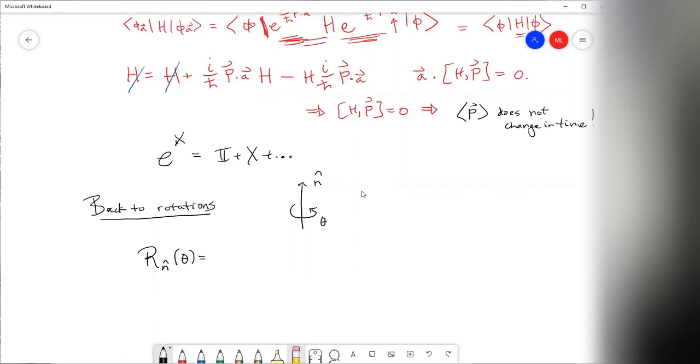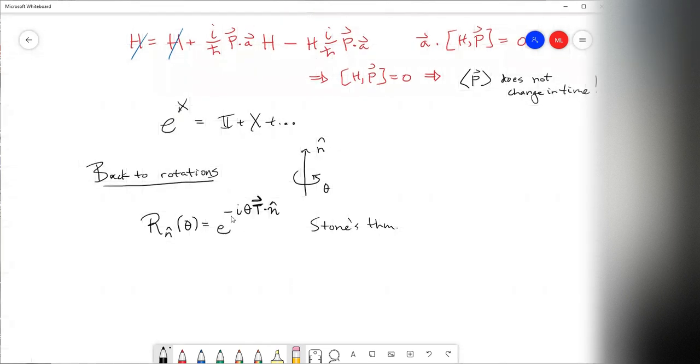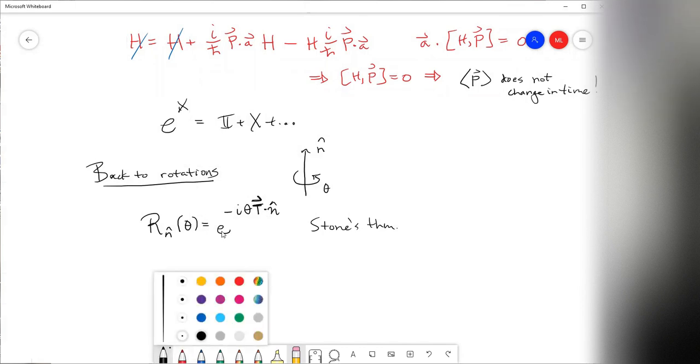theta, and we know we can write it as e to the minus i theta, some vector of Hermitian operators dotted into n hat. That's by Stone's theorem. And now we're going to try to see what these observables are. We know it'll be the angular momentum, but we're going to try to understand something about it. So how do we do that? We go back to the rotations themselves and see what rotations even do, like say to a vector.